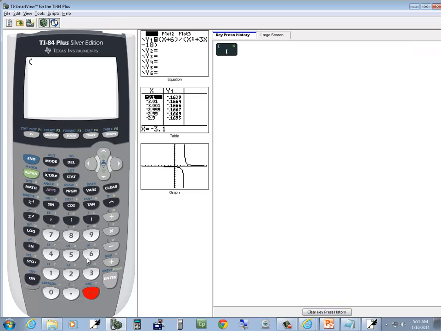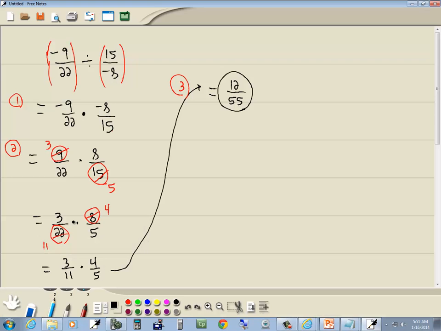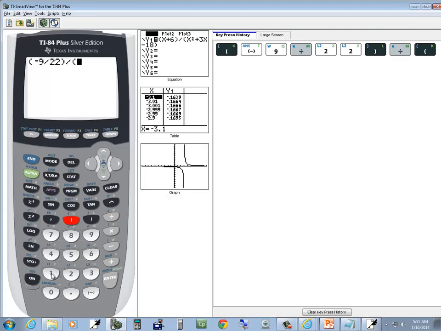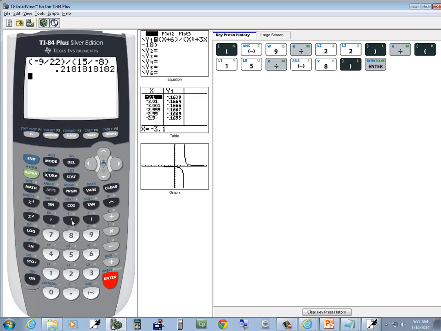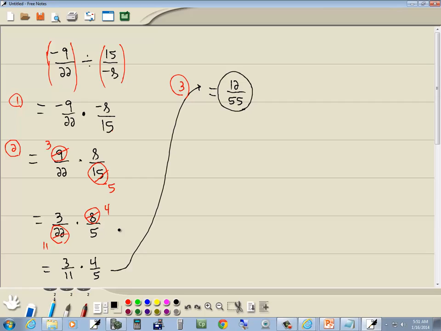Beginning parentheses, negative 9 divided by 22, closing parentheses, divided by beginning parentheses, 15 divided by negative 8, closing parentheses, enter. Get a decimal, then you do math, enter. There we go. So 12 over 55 is our answer.